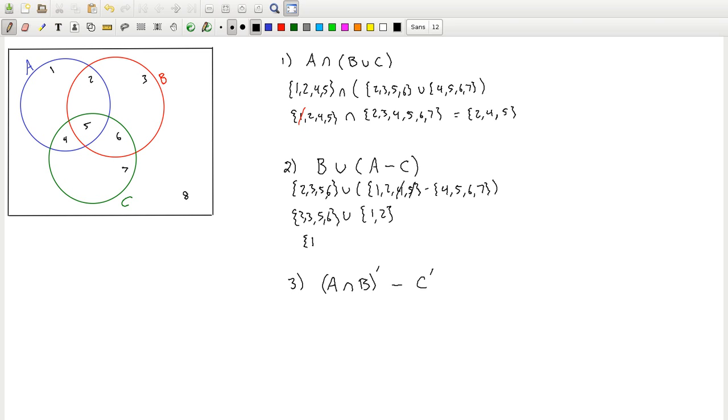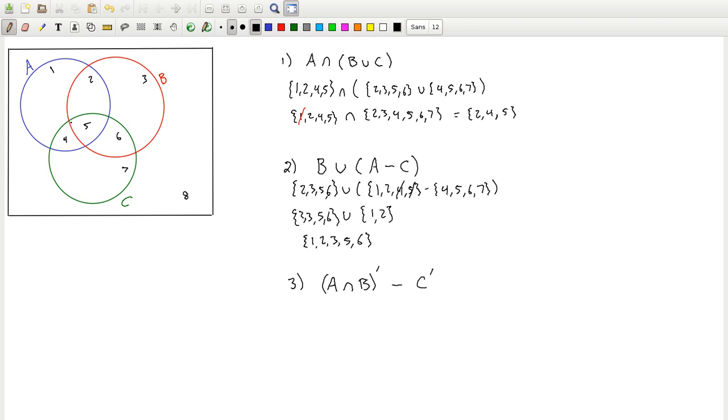So I see that we have a 1 in one of the sets. We have a 2 in one of the sets. We have a 3, 5, and 6. So 1, 2, 3, 5, 6. We've simplified all the set operations, so we know this will give us the Venn diagram that we're looking for.